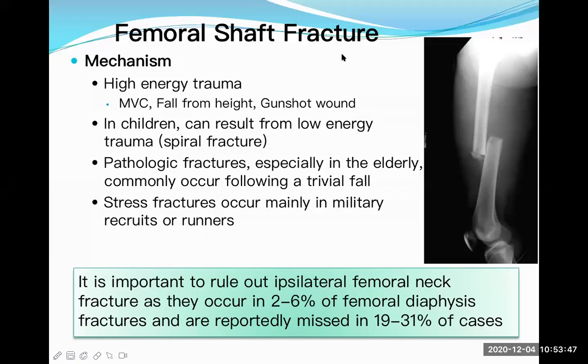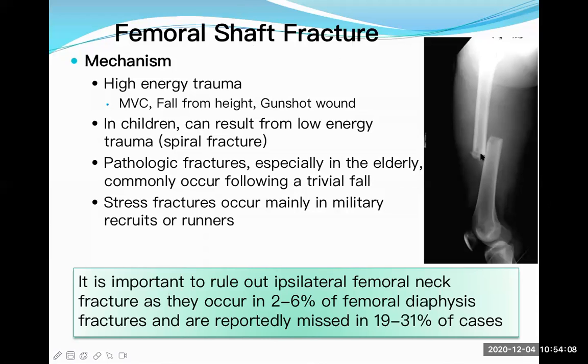Now, femoral shaft fracture. So we all know the shaft is the middle part of the femur. The femur is a long bone. It has a proximal end, a distal end, and the shaft. The ends are also known as epiphysis. The shaft is also known as diaphysis. So in some books, it is written as femoral diaphysis fracture. So don't get confused. Look at the picture here.